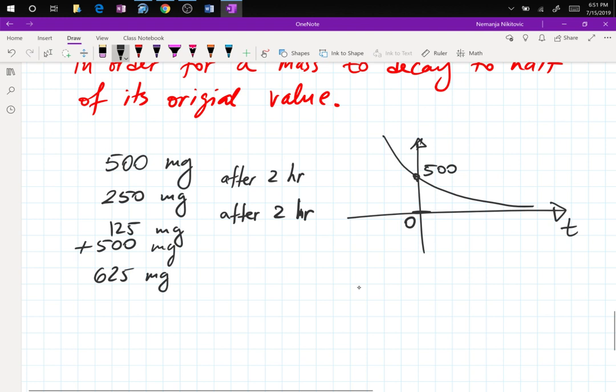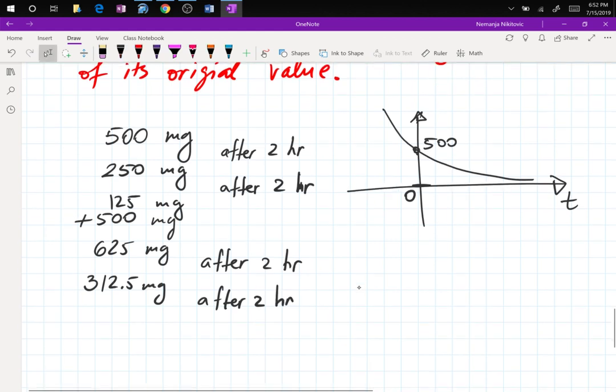So now you have 625 after 4 hours. You started with nothing. You took the first 500. 2 hours went to 250. 2 hours went to 125. You took another 500. Now you have 625. After 2 hours, what happens? 312.5 milligrams. After 2 hours, what happens? 156.25 milligrams. But that's the 4 hours. Boom, plus 500, right? That's the next dose, the next 2 pills. 4 hours later, I still feel slight discomfort, right?